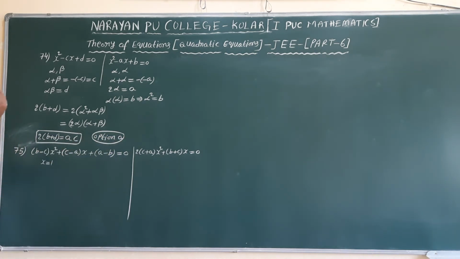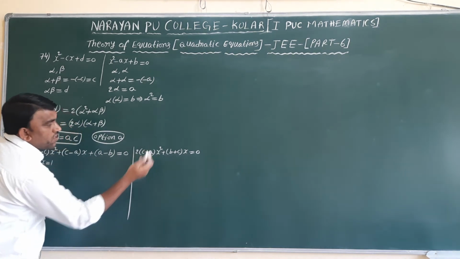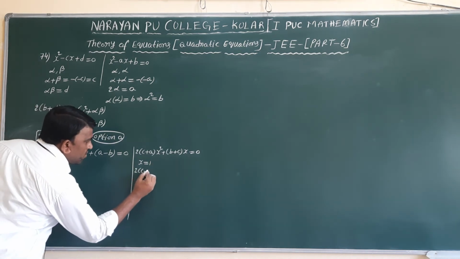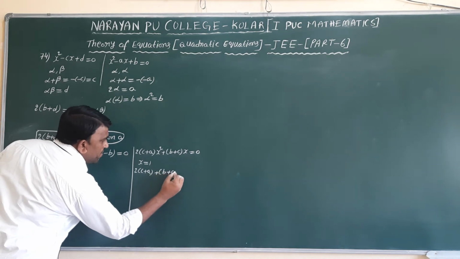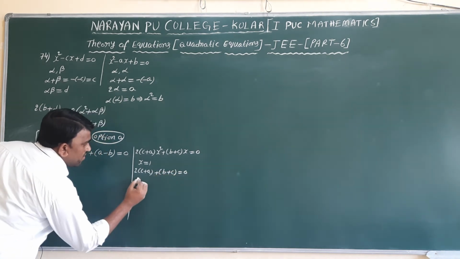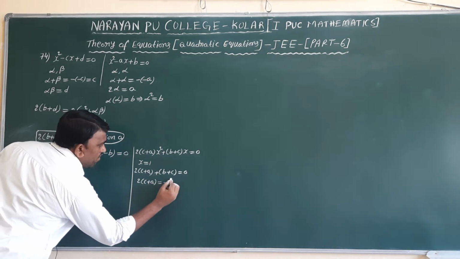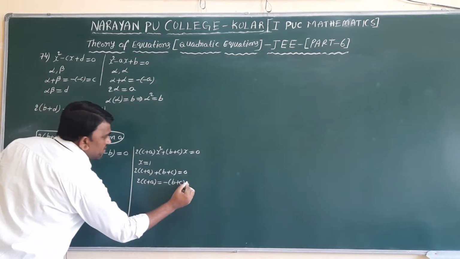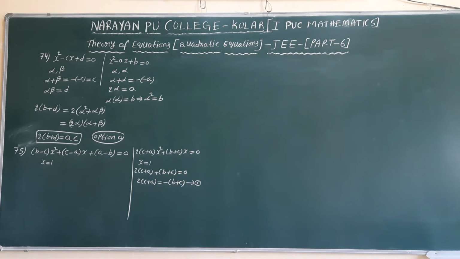So they said common roots. So obviously x equal to 1 is also a root of this equation. So substitute x equal to 1 here: 2 into c plus a plus b plus c equals 0. So 2 into c plus a equals minus of b plus c. You can take that as equation 1.